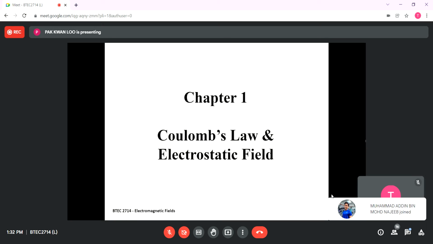Okay, so today we are going to continue with the core content of this course, which is Coulomb's law and electric field, the electrostatic field.